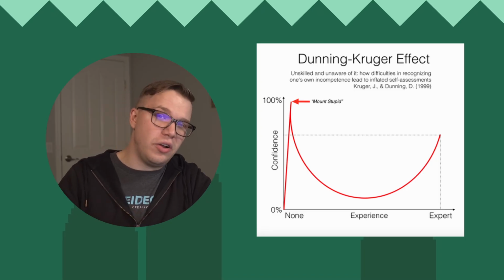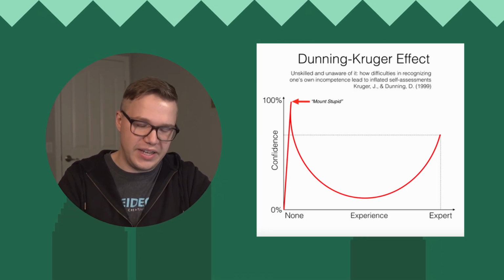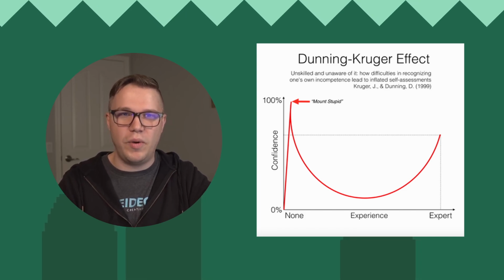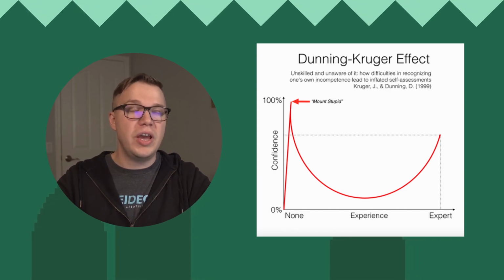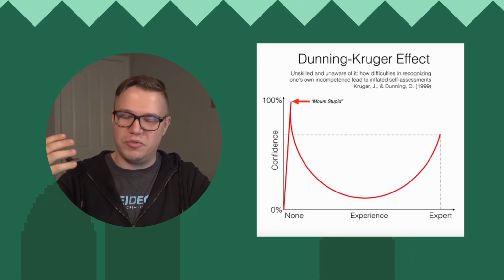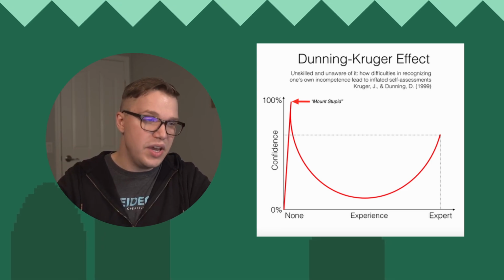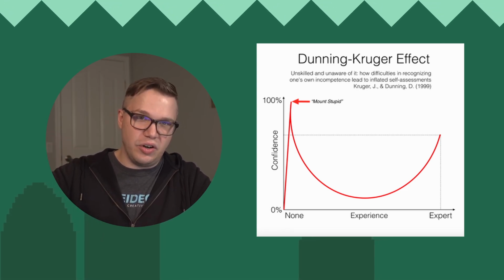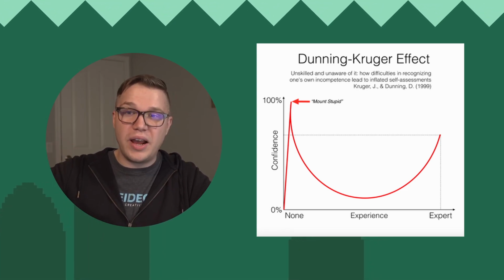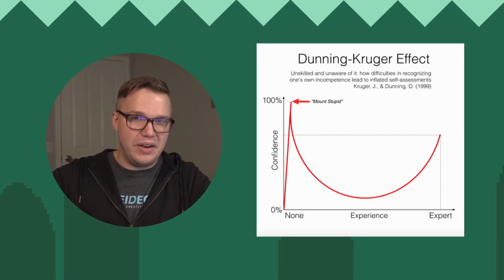There is an effect called the Dunning-Kruger effect, and I love using this example when I'm trying to learn a new task or I'm trying to learn a new set of skills, is looking at this curve and realizing that we're not supposed to be at the top end of the curve.